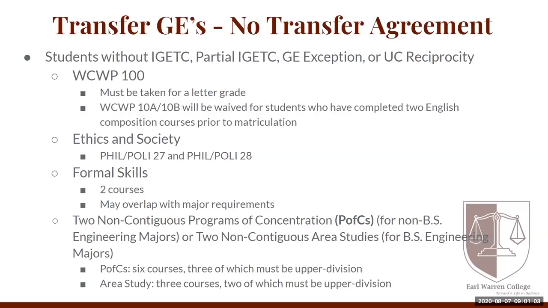Students who are completing a BS within the Jacob School of Engineering must complete area studies. So each area study contains 3 courses, of which 2 must be upper division. 1 area study must be from the humanities and fine arts, and 1 area study must be from the social sciences.